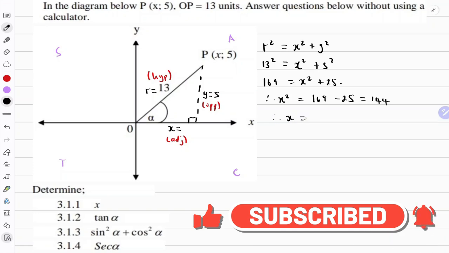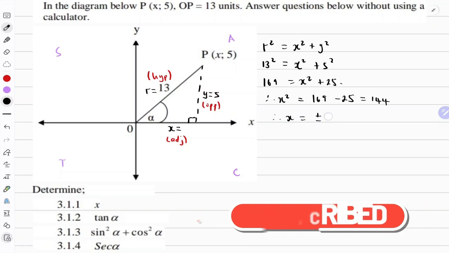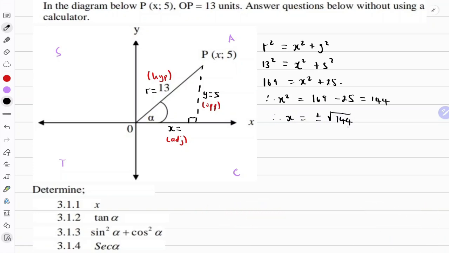Therefore x is equal to plus or minus the square root of 144, which is equal to positive 12, because as we've seen, the x and y values in the first quadrant are positive.